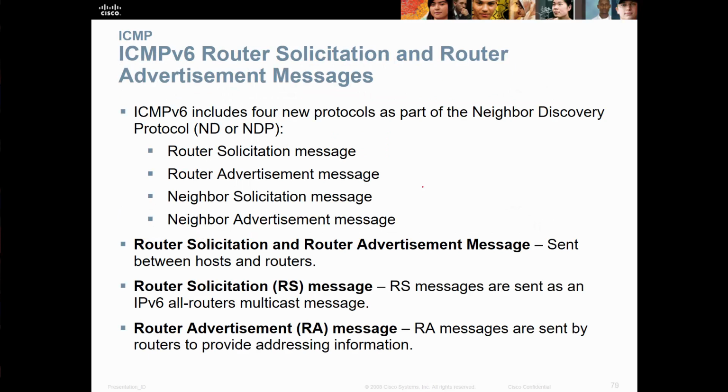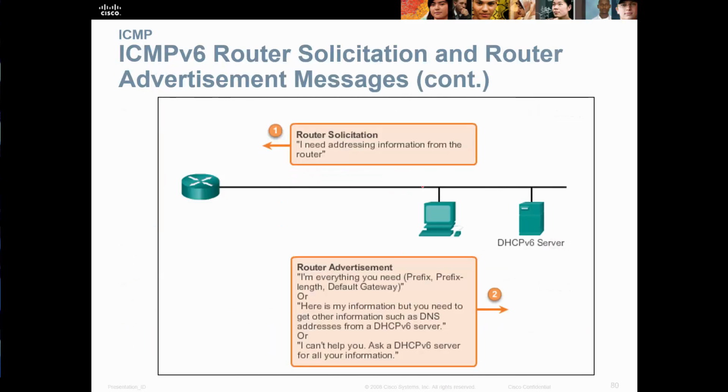Again, we have router solicitation, router advertisements, neighbor solicitations, and neighbor advertisements. So you want to make sure that you remember that there are solicitations. That's the message from our node to our router, and our router advertisement is from our router back to our node. A router solicitation goes from our node to the router. The router will respond with a router advertisement with the appropriate response depending on how we have it set up: SLAAC with DHCP, or no SLAAC with DHCP.